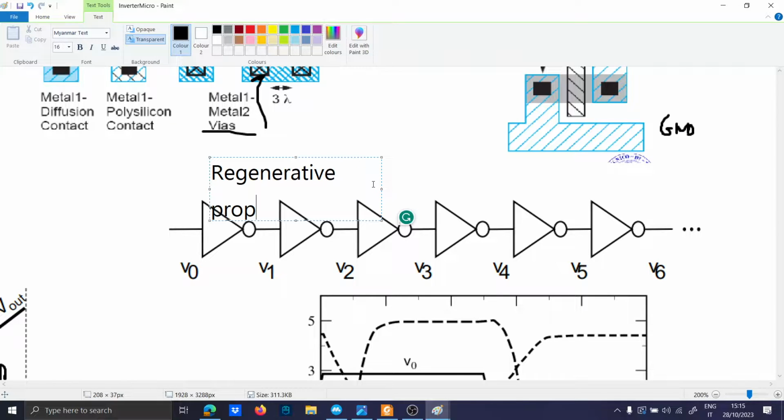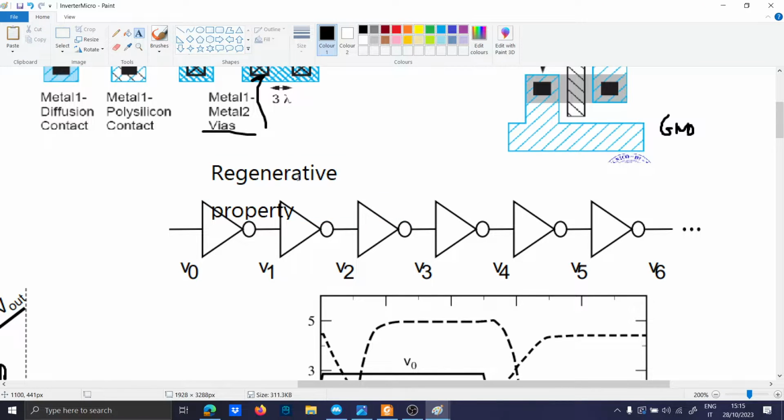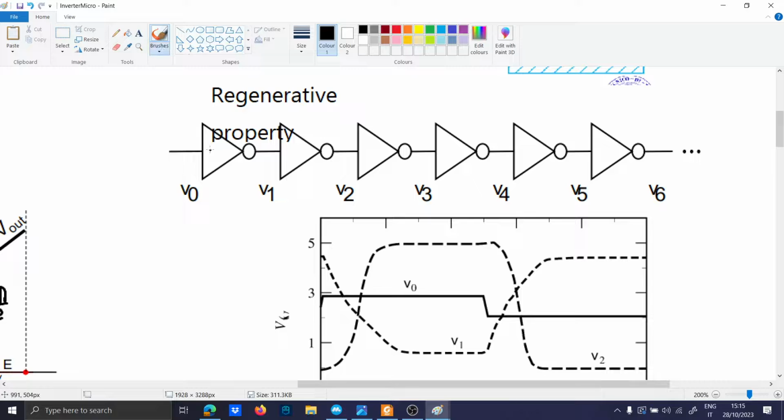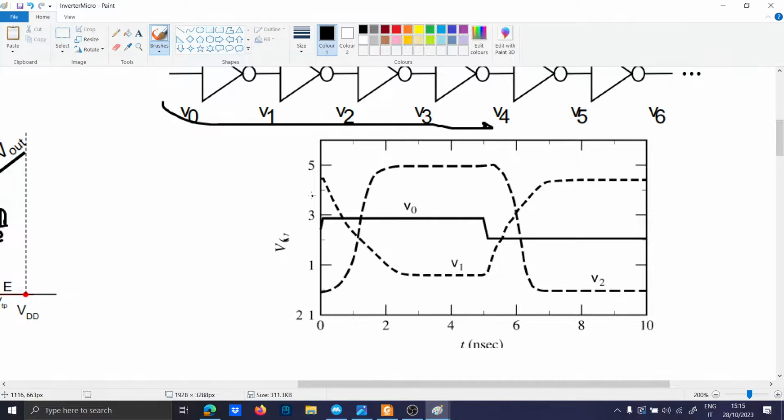Regenerative property. So if you put inverters in cascade like this, you're going to improve the response time, as you can see from this graph here. This is V0, the first pulse. Then the inverter inverts it, and you have V1, which is like this.